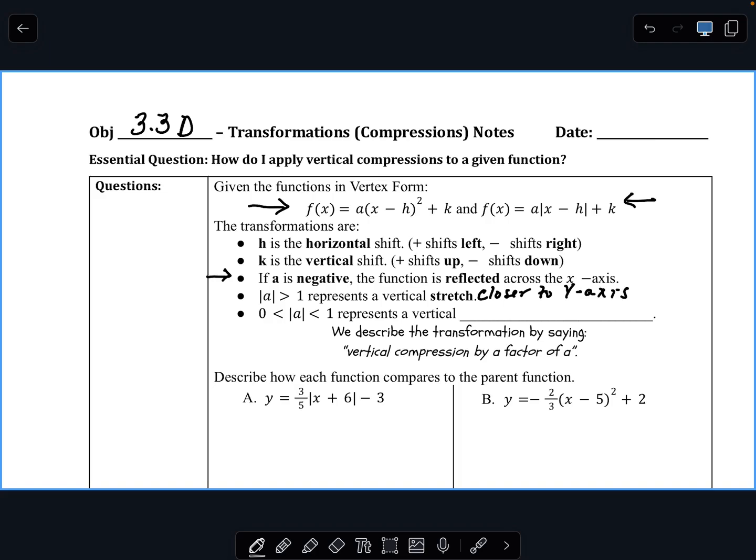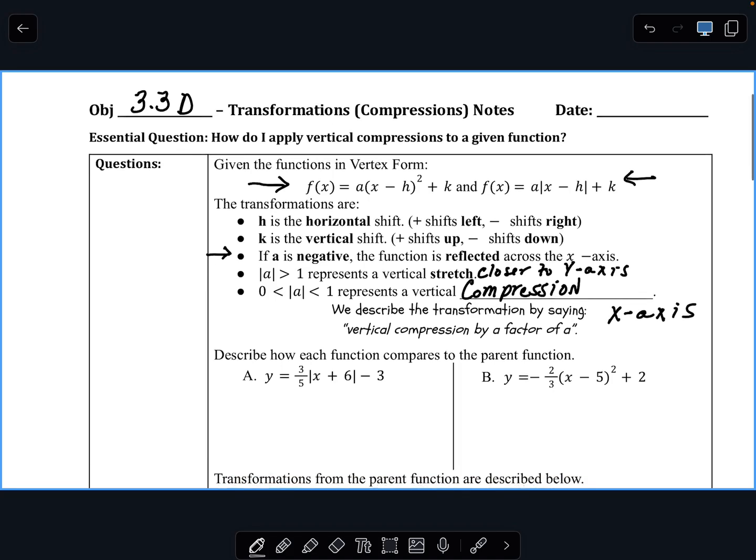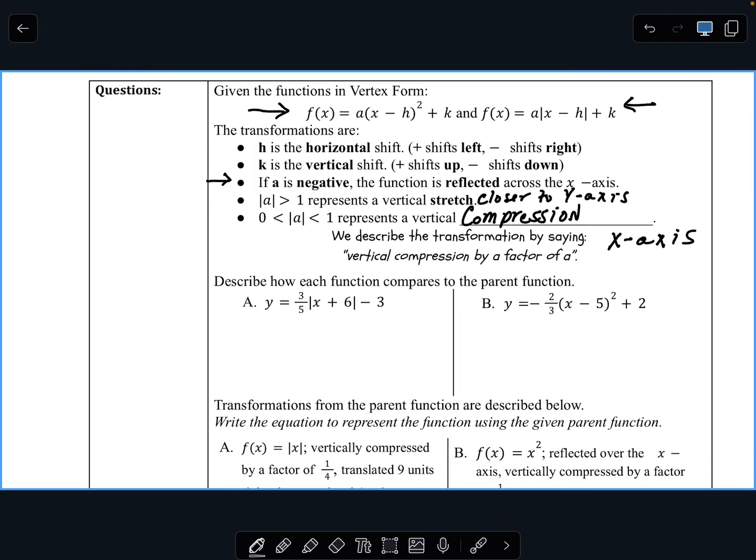So what happens when you have a compression? When it compresses, A will be greater than 0 but less than 1. So you're going to be dealing with some fractions. Okay? So when this happens, you have a compression. When your function compresses, it actually gets closer to the x-axis. Okay, so let's look at some examples.